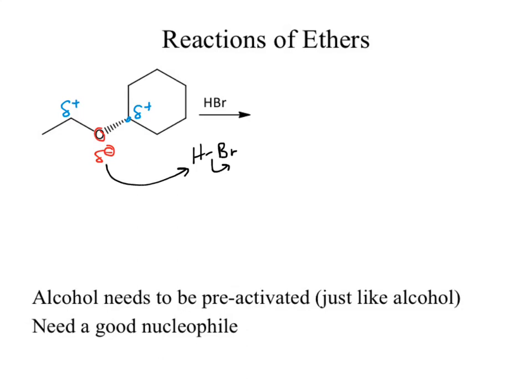The electrons can kick over. We'll kick out the bromide. We've now activated our alcohol. And we have a positively charged oxygen. And we have our bromide. What can happen now?